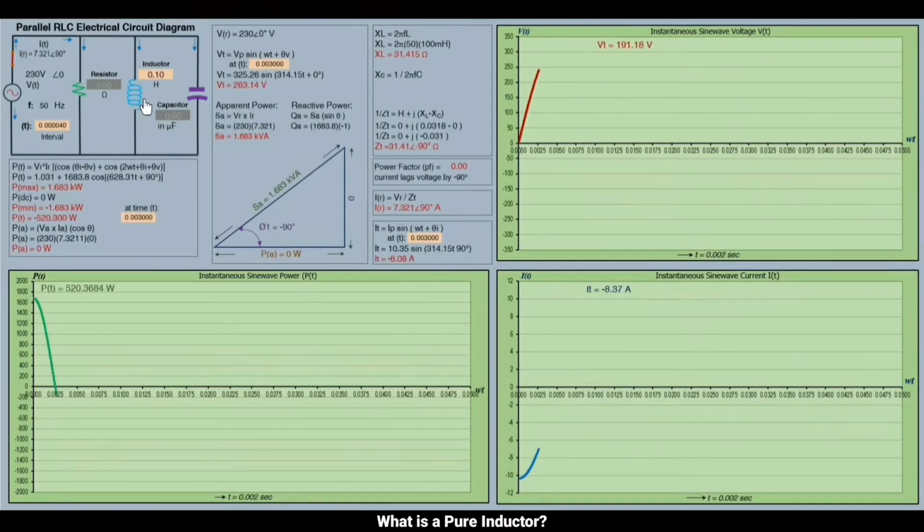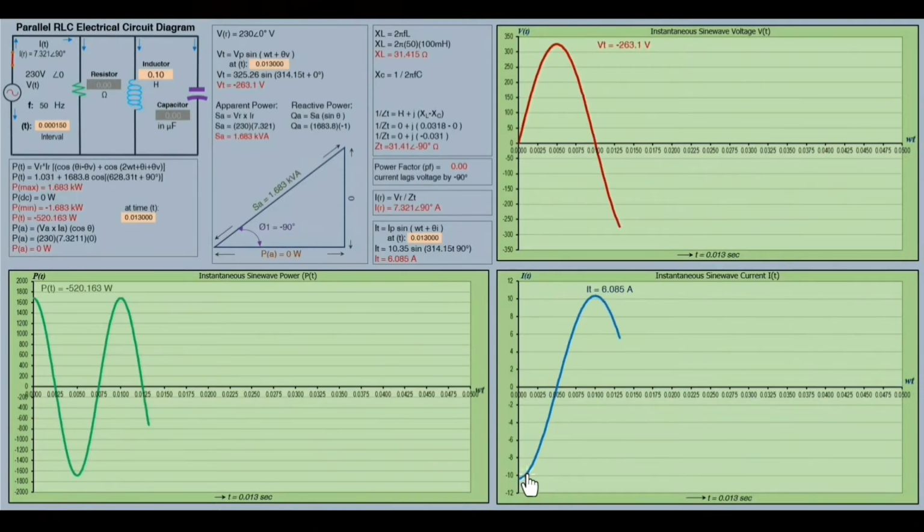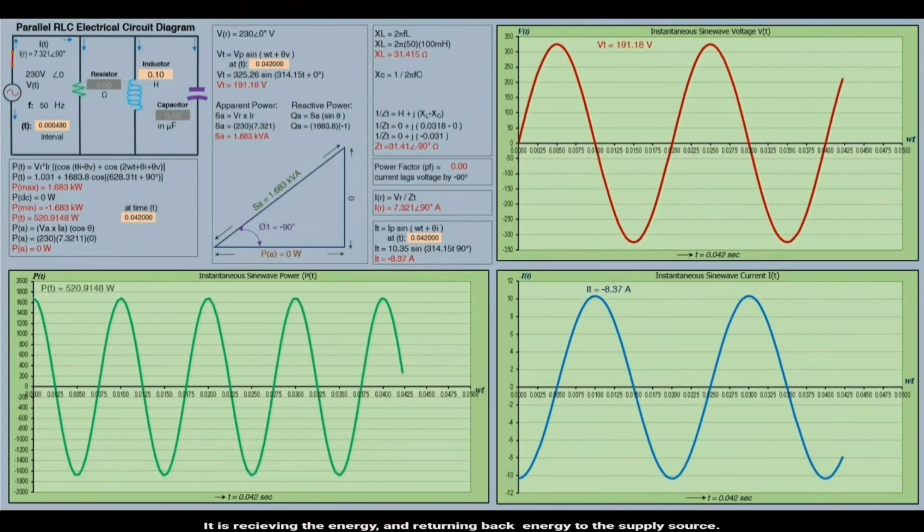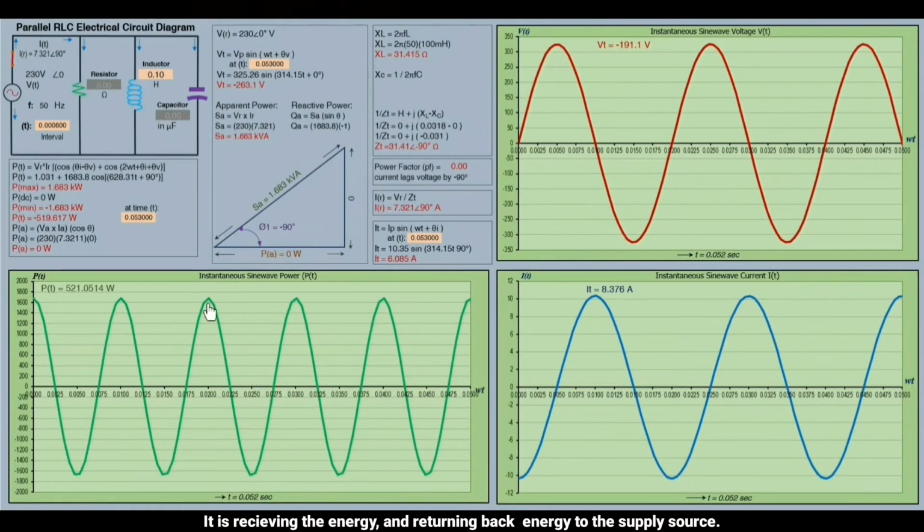What is a pure inductor? In a pure inductor, the current always lags the voltage by 90 degrees. It is receiving energy and returning the energy back to the supply source.